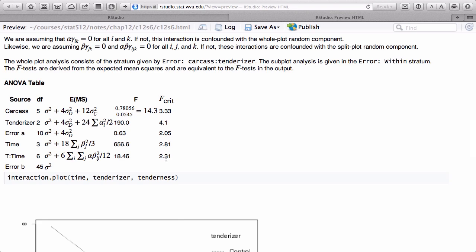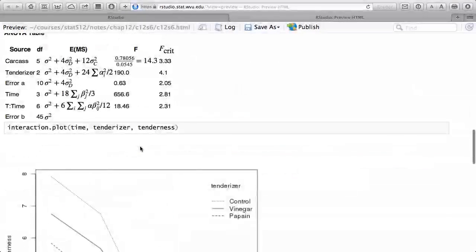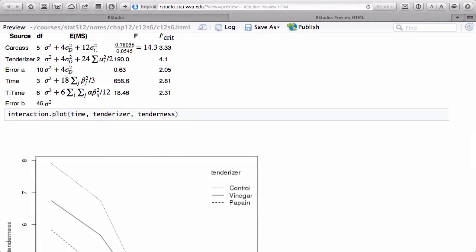And here are the critical values. By the way, technically you could test error A by error B. In other words, error A is sigma squared plus 4 sigma squared sub D, and error B is, that 45 is the degrees of freedom, that's not a coefficient for sigma squared. So the sigma squared, error A could test error B.